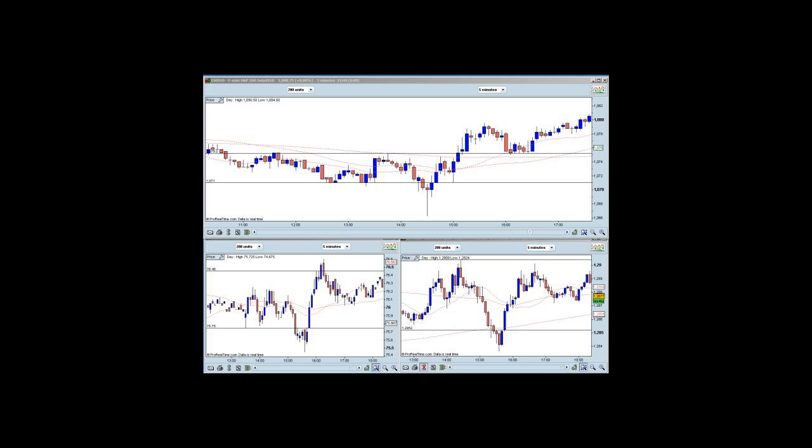So let me go through what happened yesterday. If you have a look at my charts here, I've got the S&P on the top. This is yesterday's session, okay? I've got oil on the bottom left and I've got euro dollar bottom right. So let's just talk through what happened yesterday.